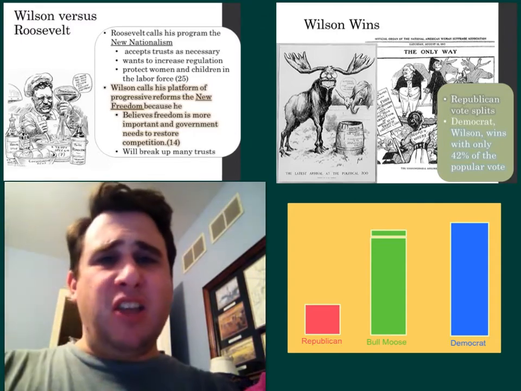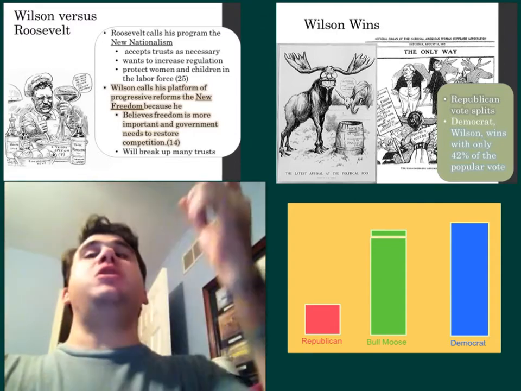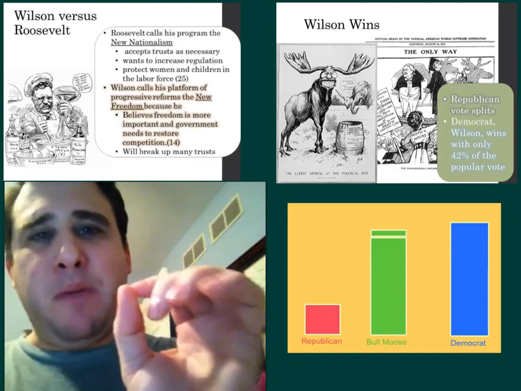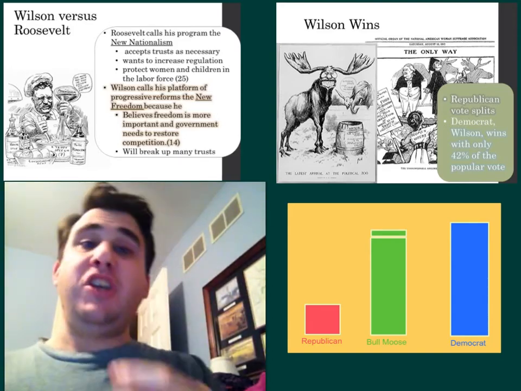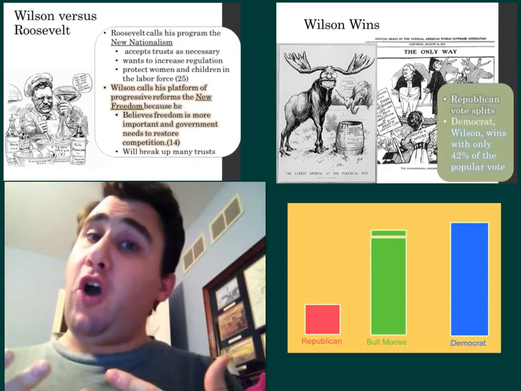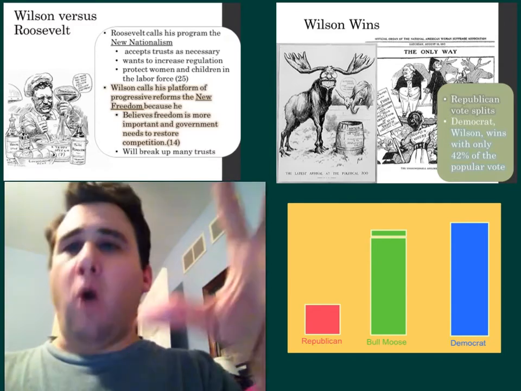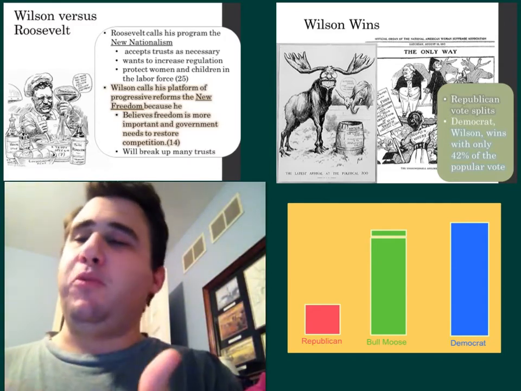Notice it's not women and kids, period. It's women and kids in the workforce. That's the people that Roosevelt's going to focus on because he knows there's a large number of them that could vote either Republican or Democrat, and he wants their votes to be for him in the Bull Moose Party.